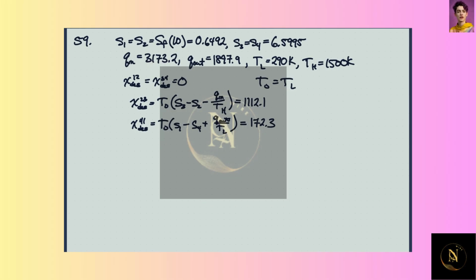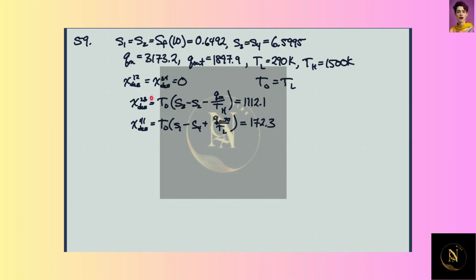Because the pump and the turbine are isentropic, we have no exergy destruction. They also have no heat transfer, so basically these things are the same and these are the same. So we have no exergy destruction there because they're adiabatic and isentropic.